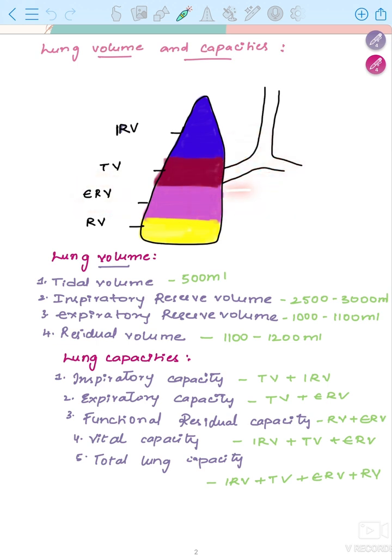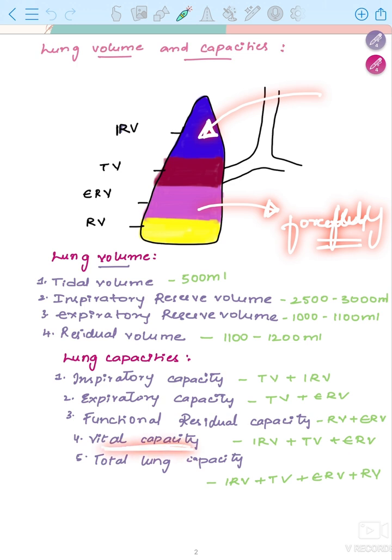So generally, functional residual capacity includes residual volume and expiratory reserve volume. What is vital capacity? Vital capacity is an important capacity. After forceful inspiration, the maximum volume of air expired forcefully is known as vital capacity.